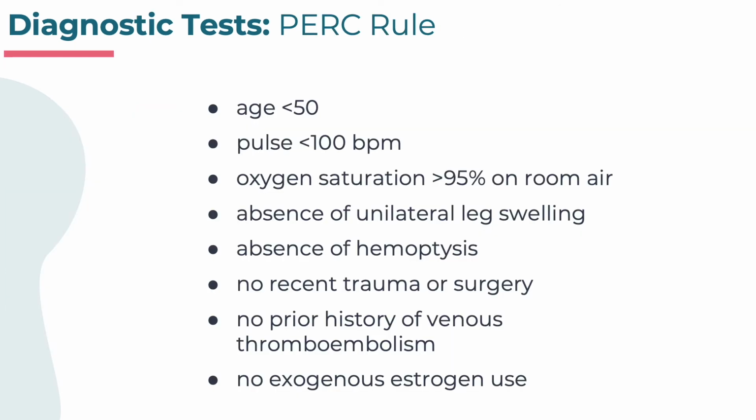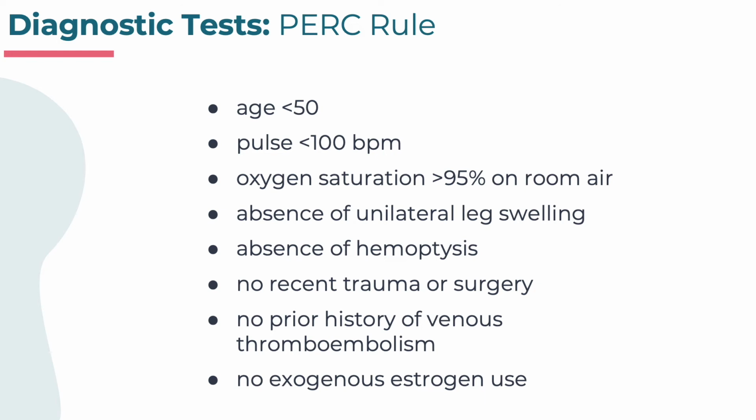Your Wells score is usually used in conjunction with something called the PERC rule. The PERC rule stands for Pulmonary Embolism Rule-out Criteria. So again, same concept as the Wells score, where it is something to rule out the chance of pulmonary embolism. There is a bunch of criteria you can see on this slide. For example, if you're younger than 50, if you have a pulse rate of less than 100, if you don't have a history of thromboembolisms or deep vein thrombosis, if you don't have swelling, things of that nature.